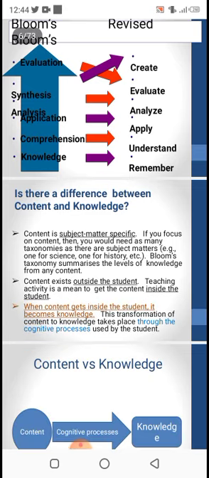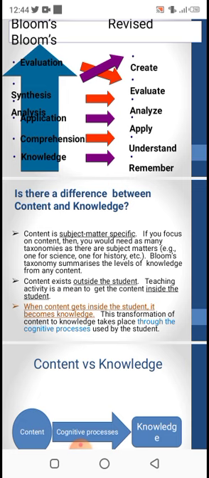Question here: is there a difference between content and knowledge? Content is subject matter specific. If we focus on content, then we would need as many taxonomies as there are subject matters, for example one for science, one for history, etc. Bloom's taxonomy summarizes the levels of knowledge from any content.